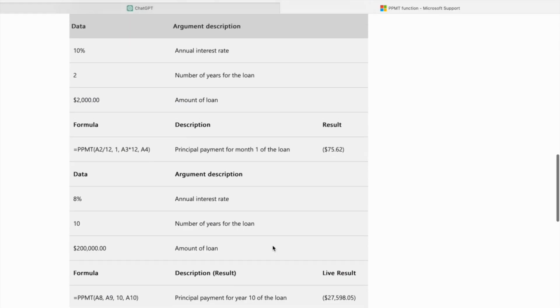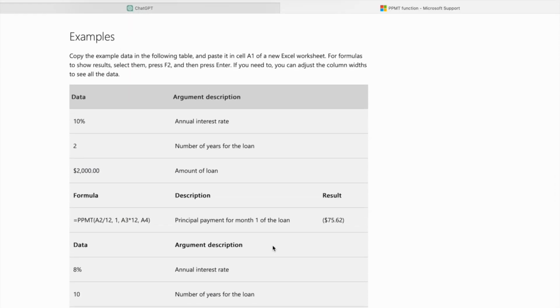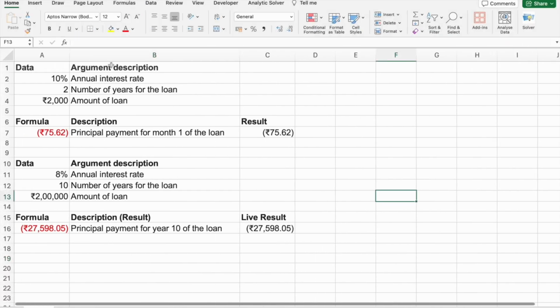So, I have copied this data to the Excel sheet. As you can see, here we have two examples. In the first example, we have an annual interest rate of 10%, then the number of years for the loan, which is 2, then the loan amount is 2000. So we have to find the principal payment for month 1 of the loan.